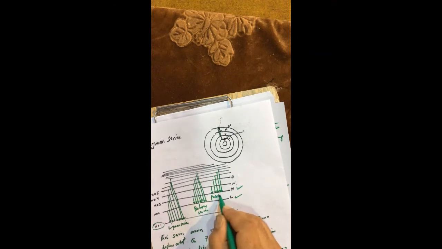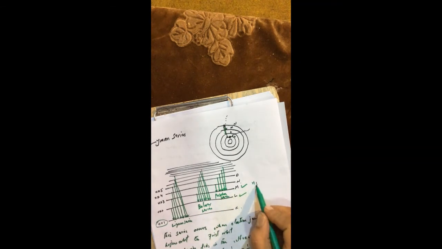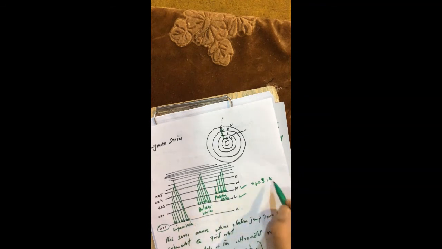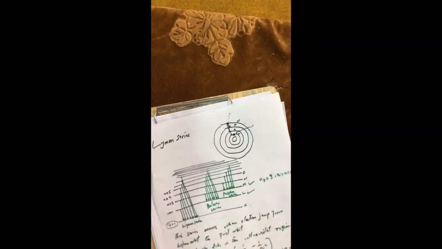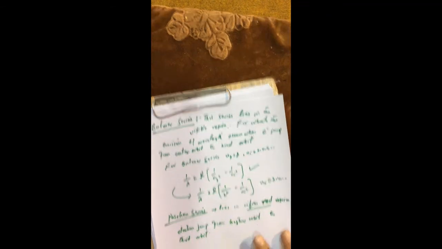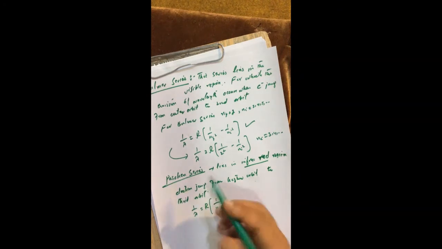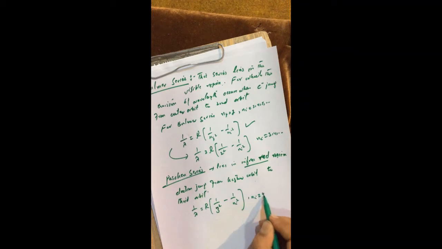This is the Paschen series. So here we see that the principal quantum number of the final state is nf equals 3, and the principal quantum number of the initial states is ni, which is either 4 or 5 or 6 and so on. So this equation now becomes: 1 over lambda equals R times 1 over nf, which is now 3 square, minus 1 over ni square, where ni is 4, 5 and so on. This is the Paschen series.